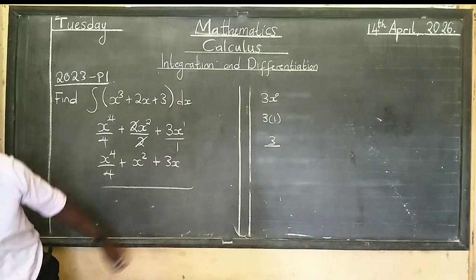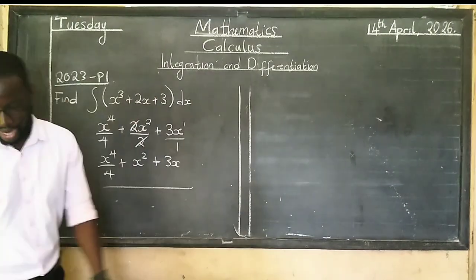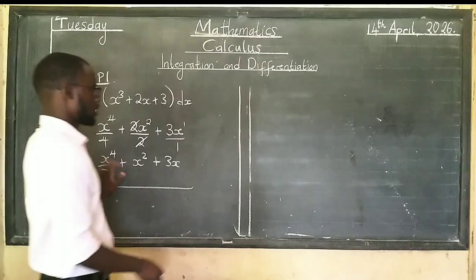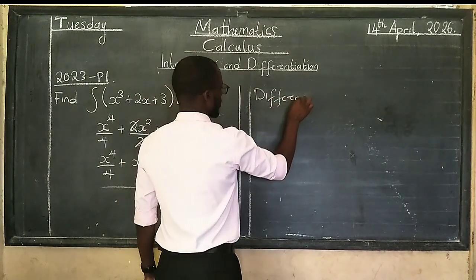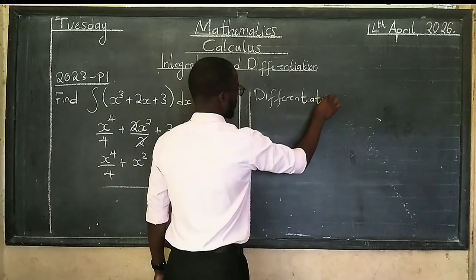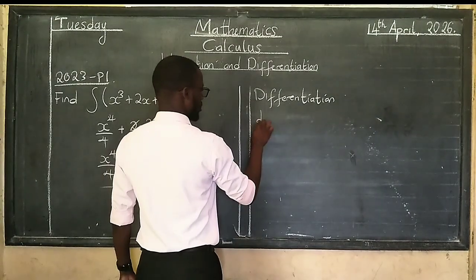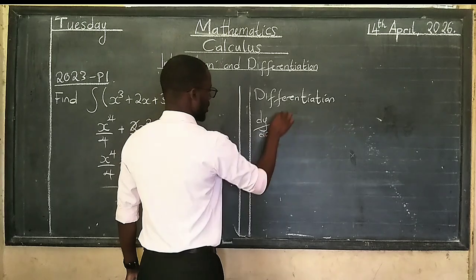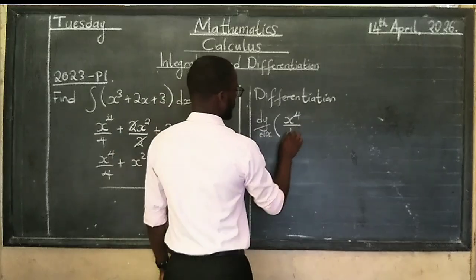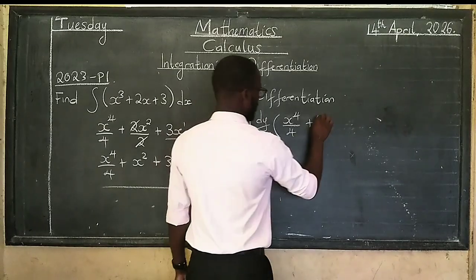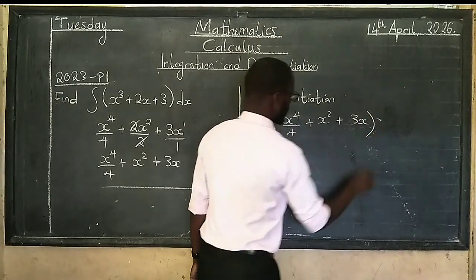Now let's see if we can differentiate it here to prove our answer. So we're getting this, differentiating, this is dy dx of x to the power 4 over 4 plus x squared plus 3x, like that.